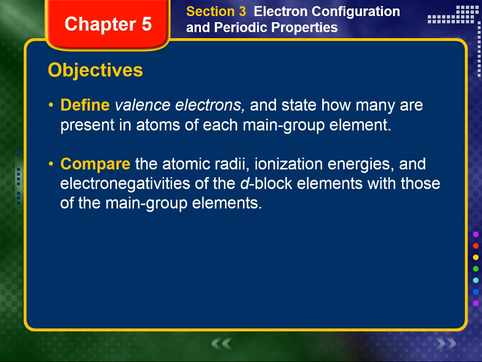At the end of this video, you should be able to define valence electrons and state how many are present in atoms of each main group element, and compare the atomic radii, ionization energies, and electronegativities of the d block elements with those of the main group elements.